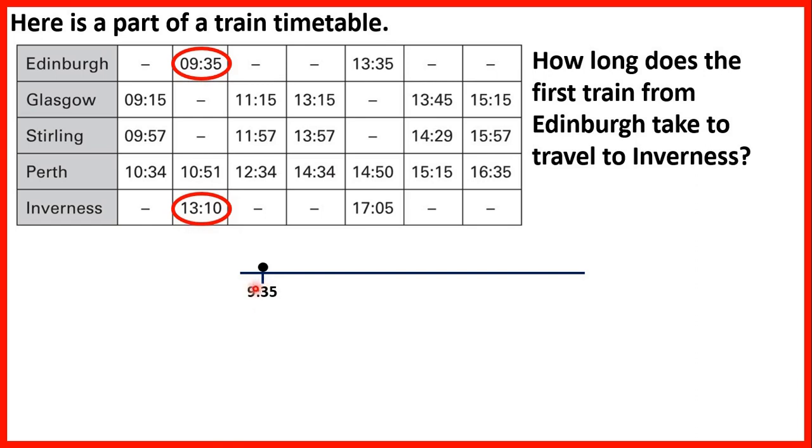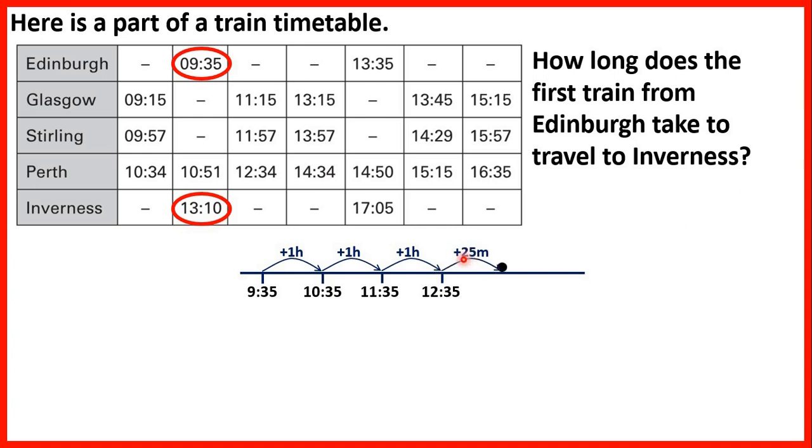On a timeline, if we start at 9:35, so when the train leaves Edinburgh, we can add an hour to get to 10:35, then another hour takes us to 11:35, and another hour takes us to 12:35. Now, one more hour would take us to 13:35, but we only need to get to 13:10. So instead, let's think how many more minutes to get to the next hour.